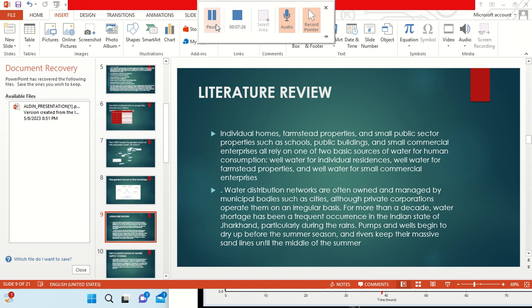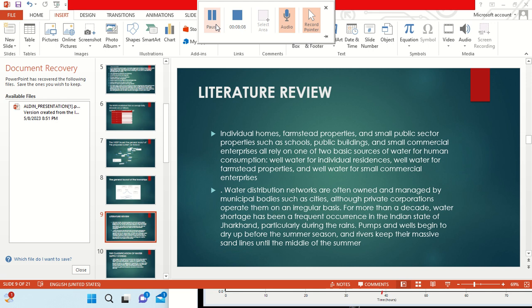Now let's look at the literature review. Water distribution systems are often owned and managed by municipalities, bodies such as cities, metros, and also districts. Although private companies operate them on an irregular basis, for more than a decade, water shortage has been something that happens on a daily basis, whereby during winter we dry up, especially in our country.